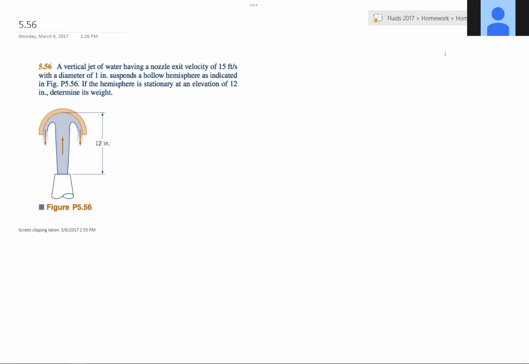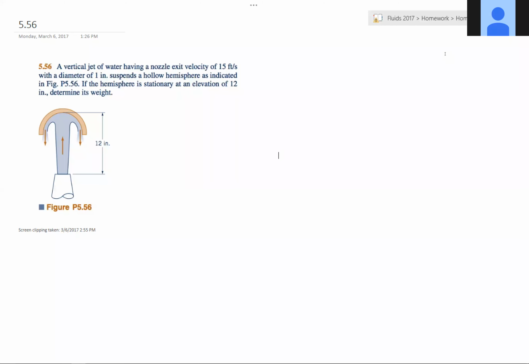So the first thing we're going to have to do with this, we're looking for the weight of the hemisphere, which is 12 inches above. One of the things that hopefully will make this easier for you, the problem with this picture again is that it's two-dimensional, and you have to think about it being three-dimensional. So think about this jet of water comes up, and think about an umbrella, all right? So it comes up and hits that entire area and then comes back down again.